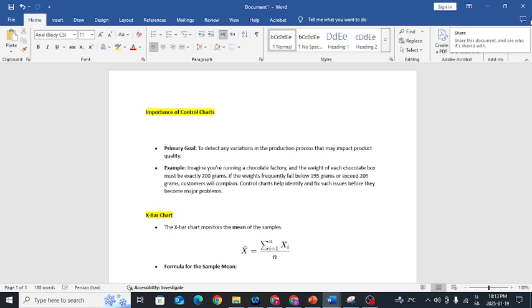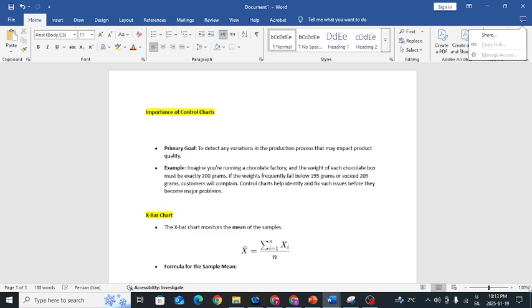The X bar chart. The X bar chart monitors the mean of the samples. The formula for the X bar chart is like this.